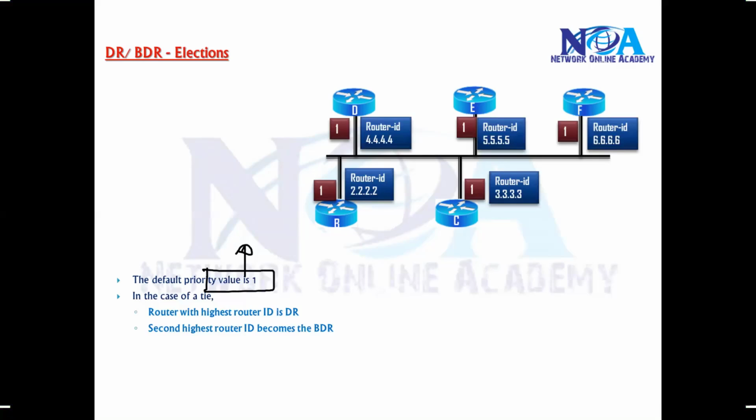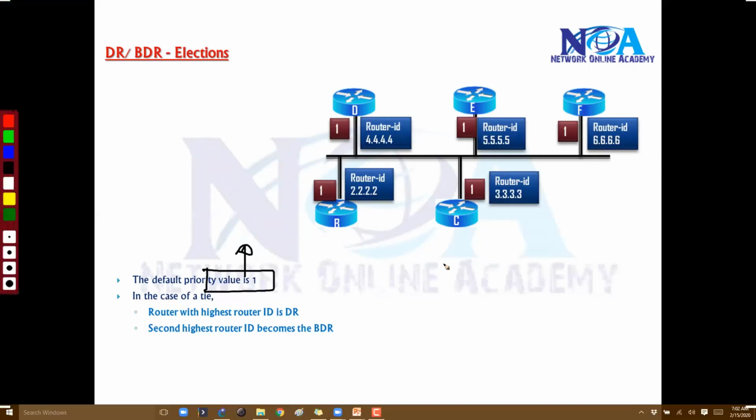So the router is going to select whichever router has the highest router ID. The highest router ID means, in terms of numbers, you have to look at the first portion. If the first portion is the same, see the second portion, then the third, or else the fourth. You cannot have the same router ID on two routers in the OSPF domain. Like in this example, I'm just using router IDs like 4, 5, 6, 2, 3. So which is the highest?